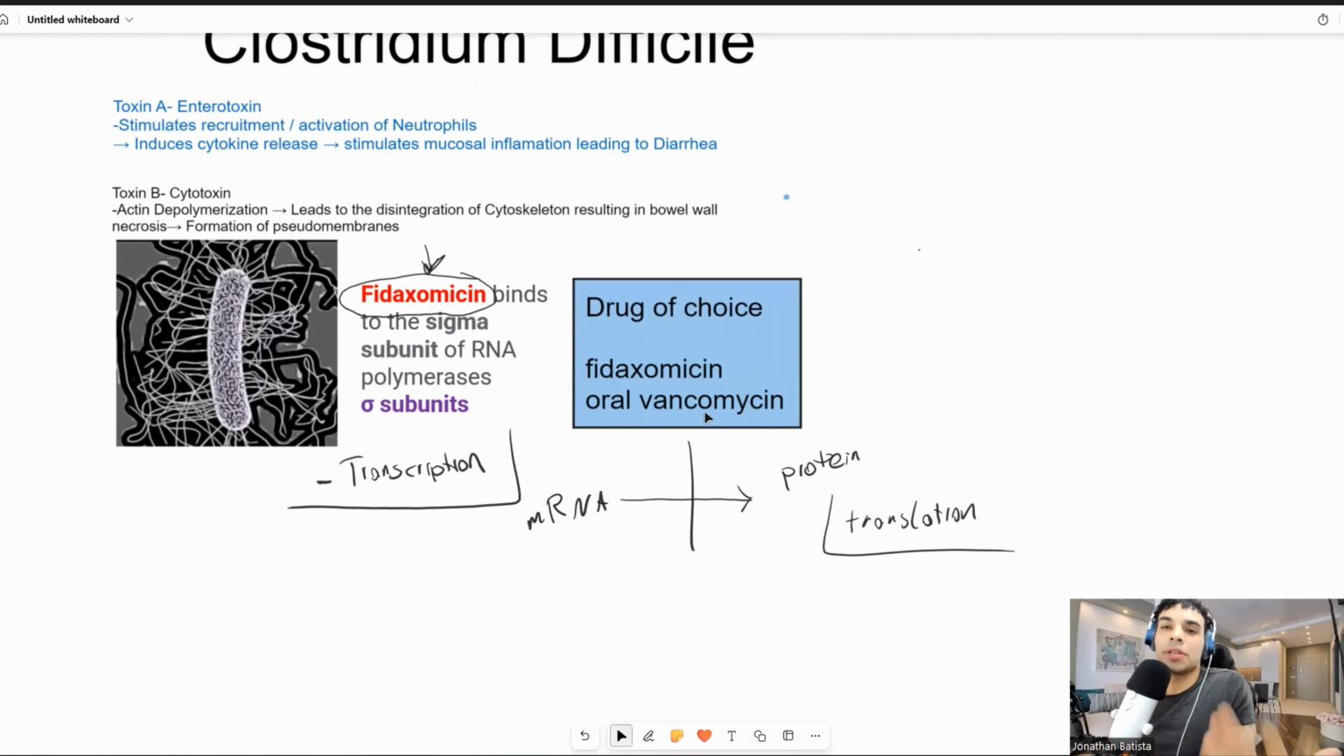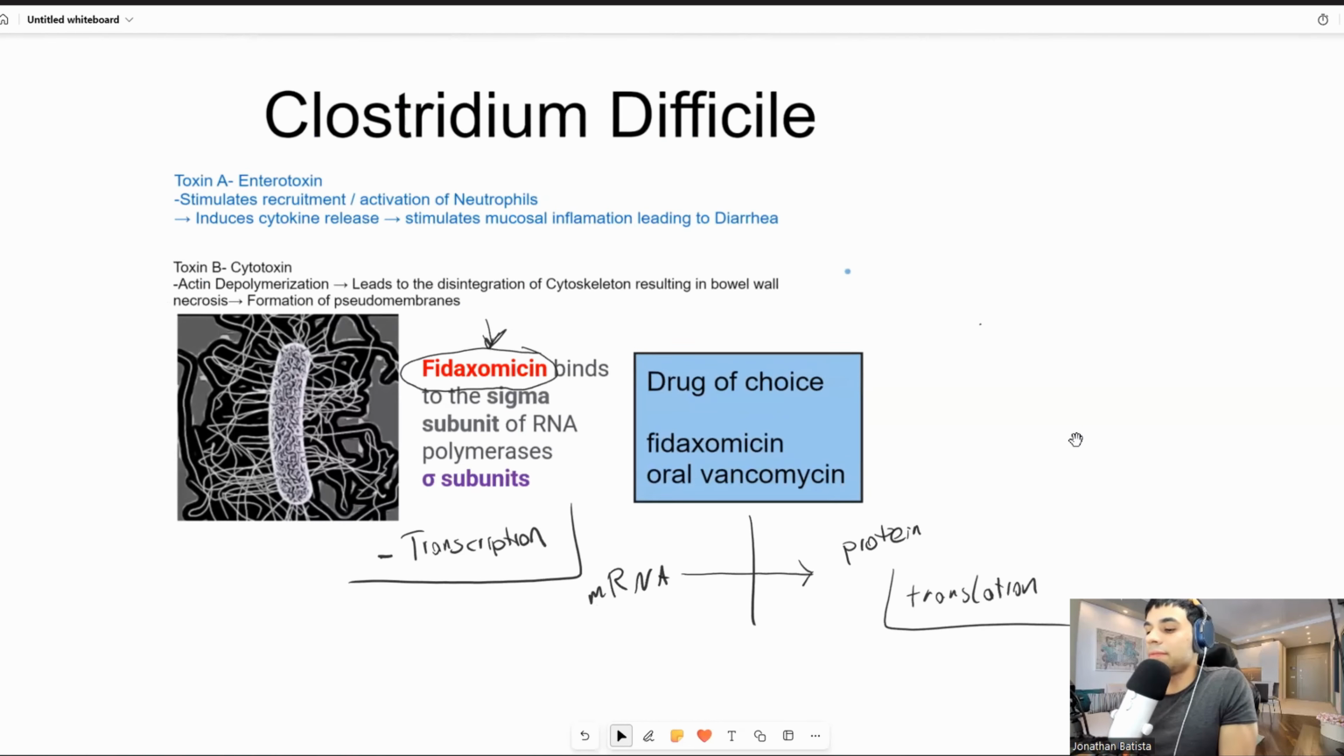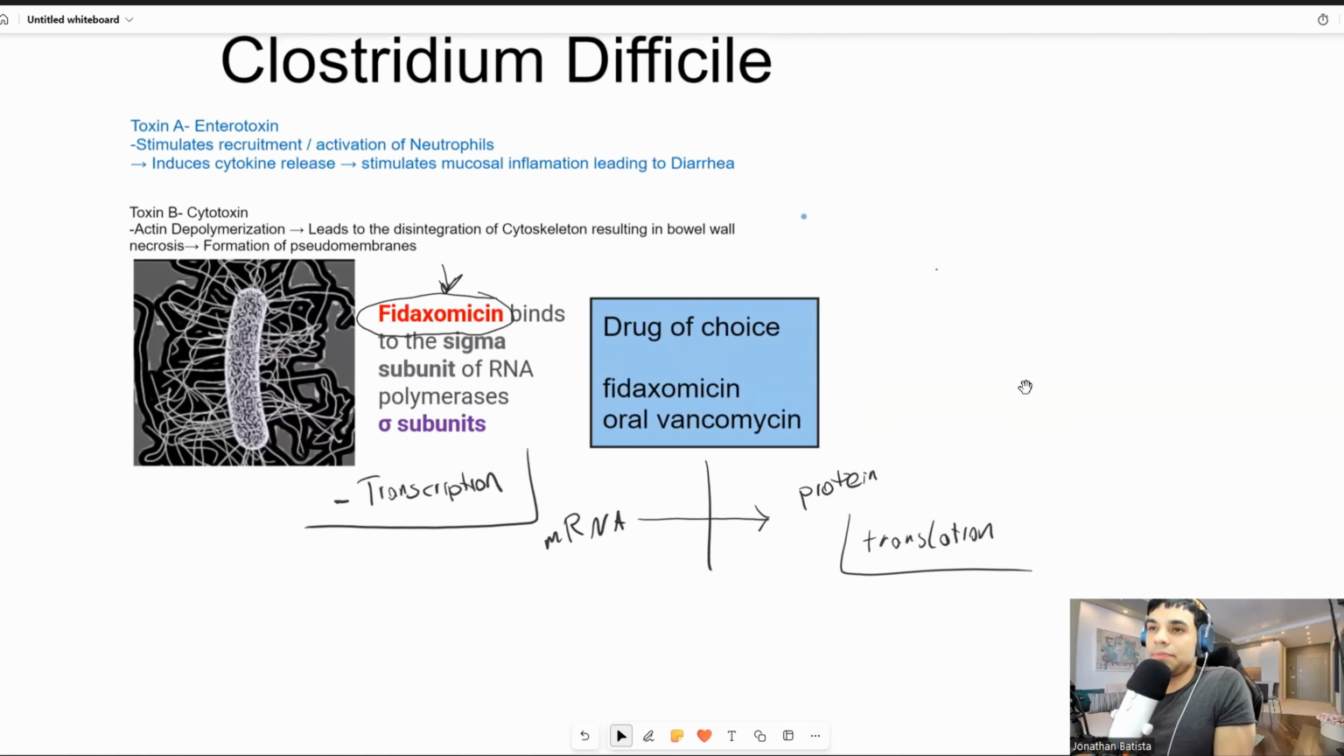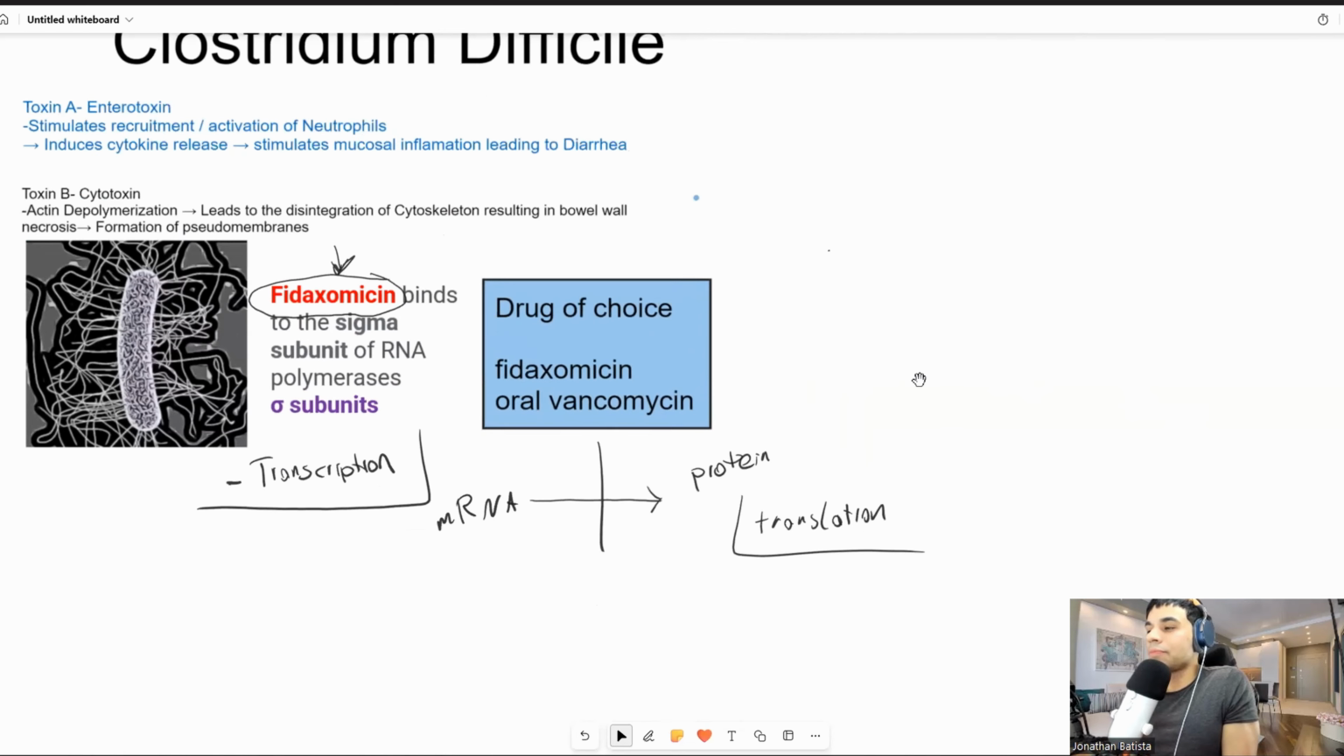That's how we're doing it. That's the updated version. That's how we're treating C. diff, vancomycin. So that's just a small setup. That's basically it. Vancomycin. Don't know if you guys remember the mechanism of action of vancomycin.